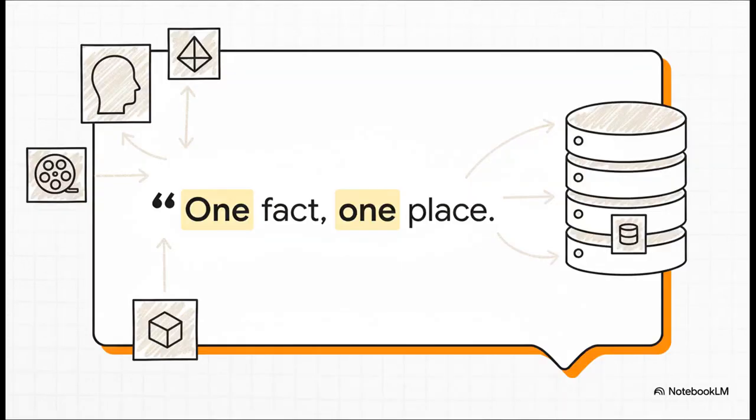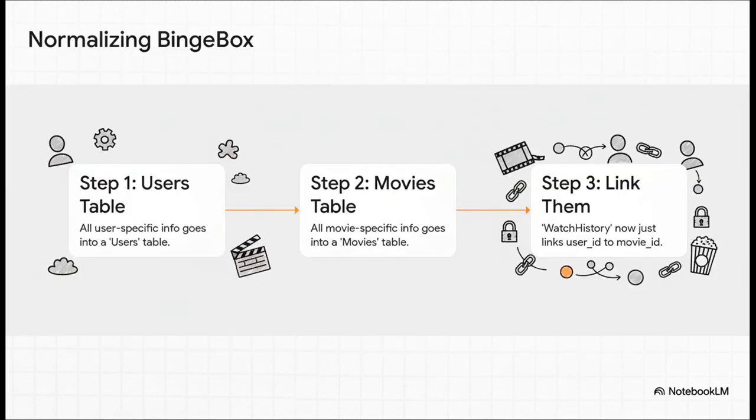And by doing that, we get rid of all that dangerous repetition and we seriously improve the integrity of our data. The guiding principle behind it all is so simple, and it's really the core mantra of normalization. One fact, one place. It just means that each individual piece of information, like a user's name or a movie's title, should exist in exactly one spot, period. Let's see it in action with our BingeBox app. Instead of one giant table, we create three smaller specialized ones.